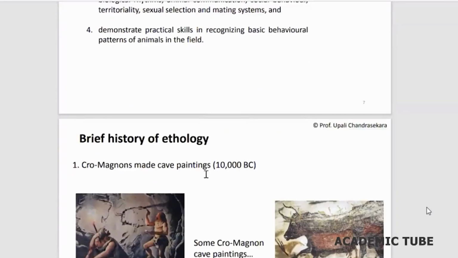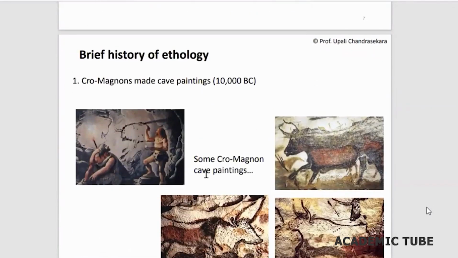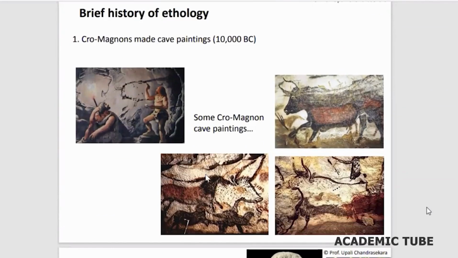Okay. So I'll tell you a brief history of ethology, right? We'll go back to the history of this ethology. Now, according to the current records, it is evident that the first records of the animal behavior were made by the Cro-Magnon people. You remember the Cro-Magnons? They lived about 10,000 years ago, right? They lived in caves in Europe.